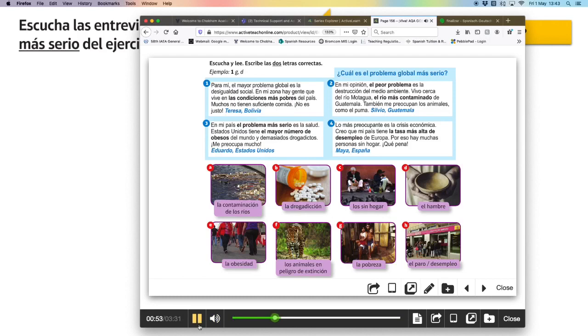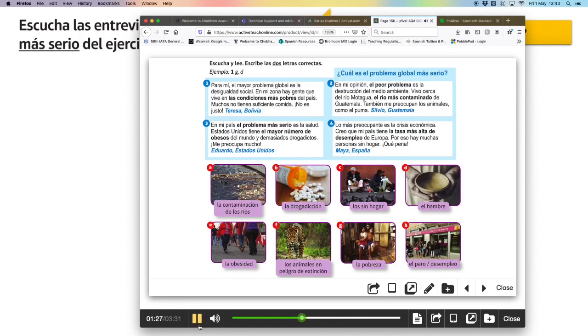Ania, ¿cuál es el mayor problema global? Un problema muy serio actualmente es los sin hogar. Es terrible. Mucha gente no tiene casa porque no tiene trabajo. Así que, en mi opinión, el paro es el mayor problema. ¿Qué hay que hacer? Hay que crear más empleo.